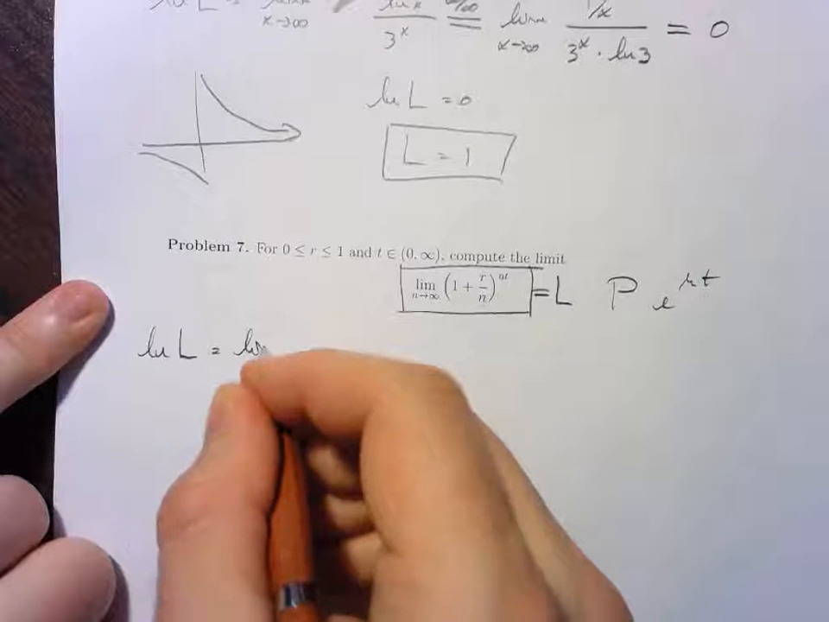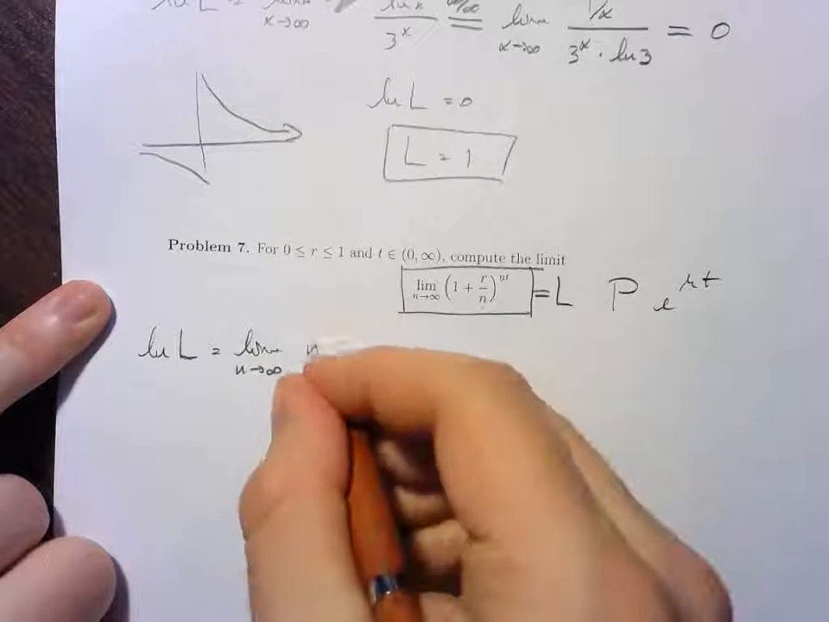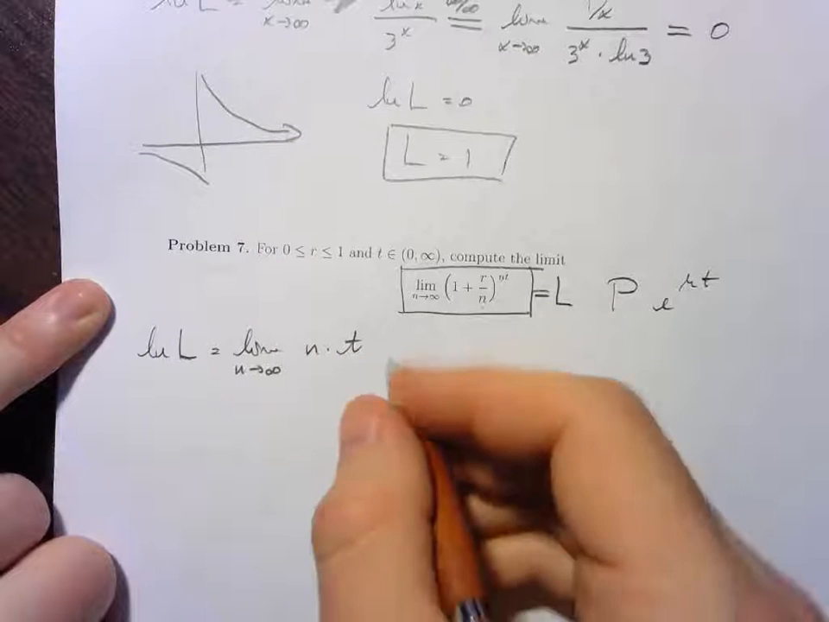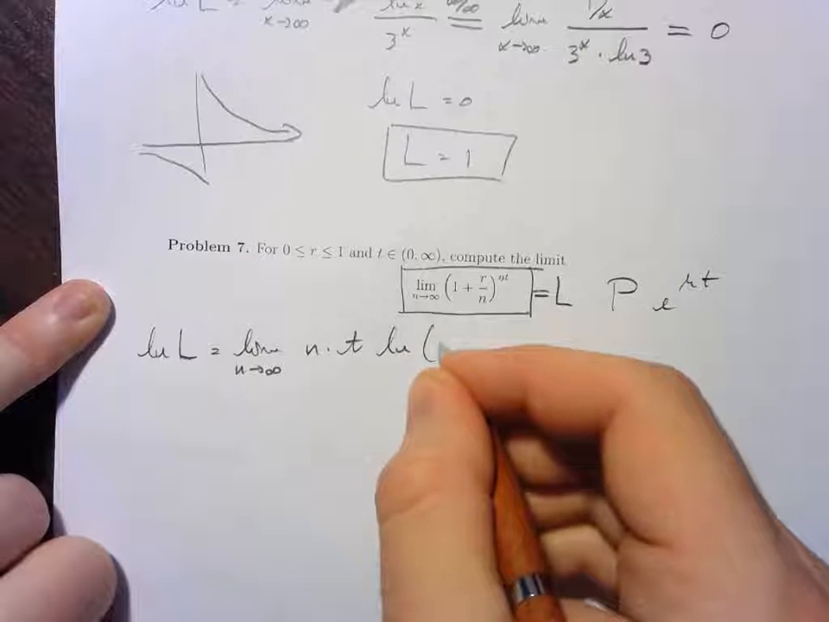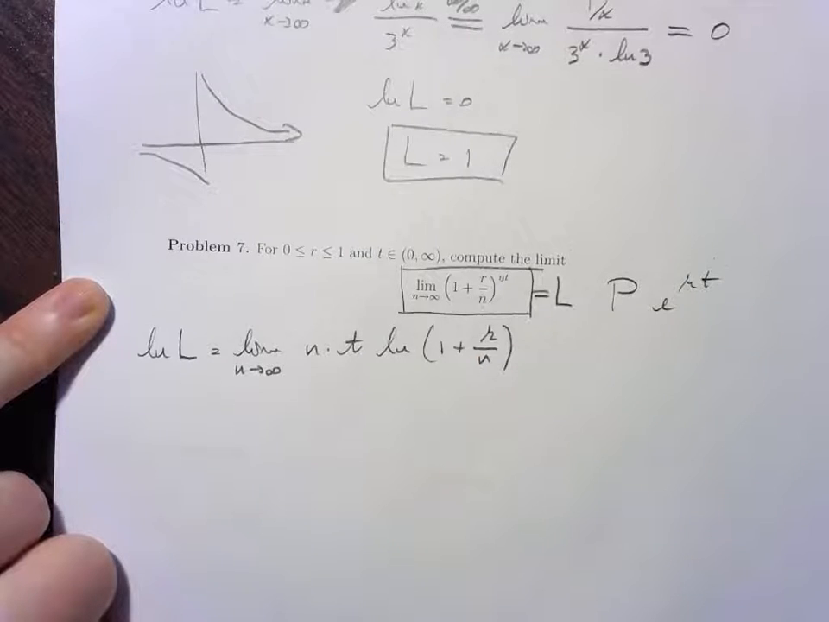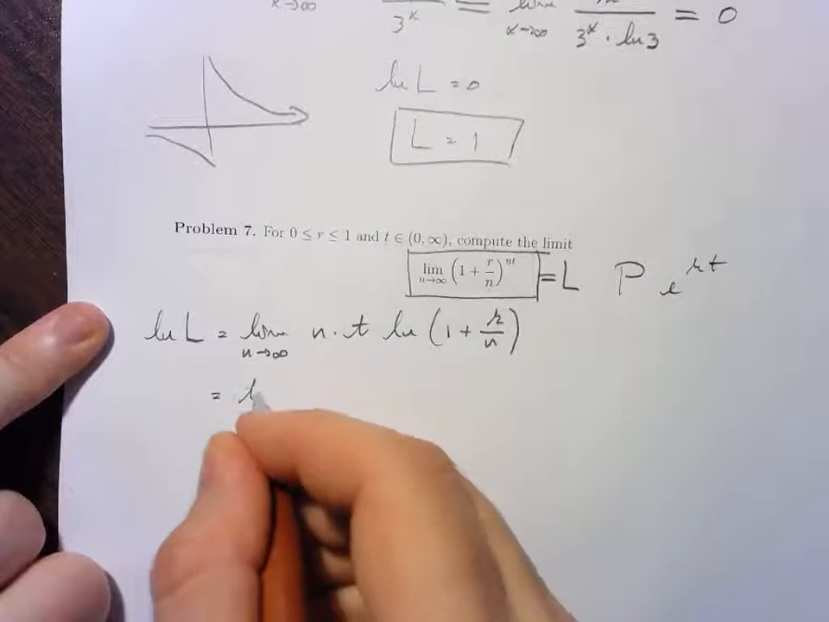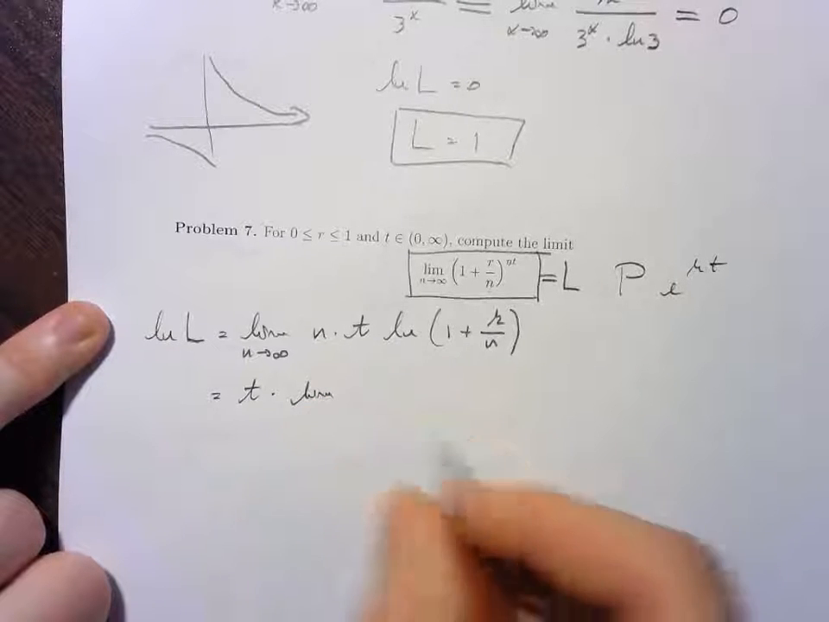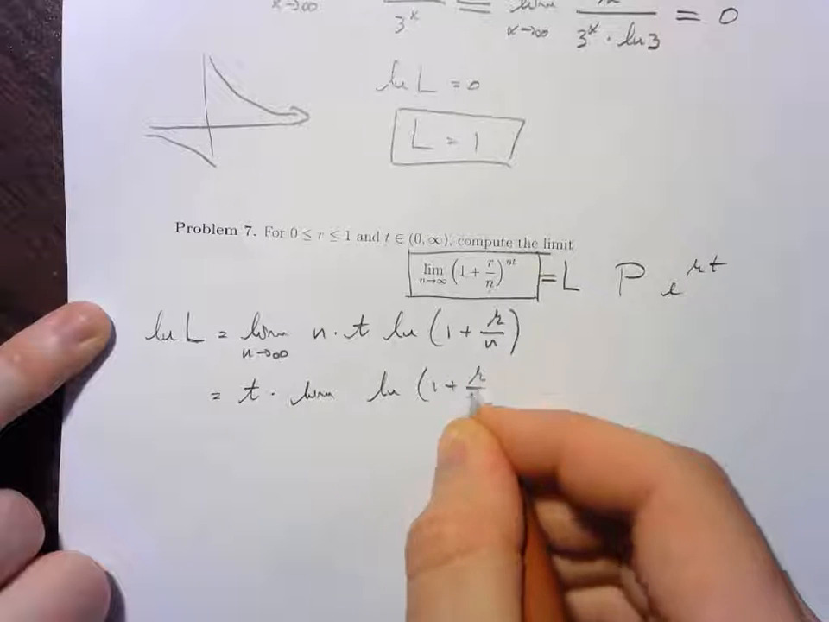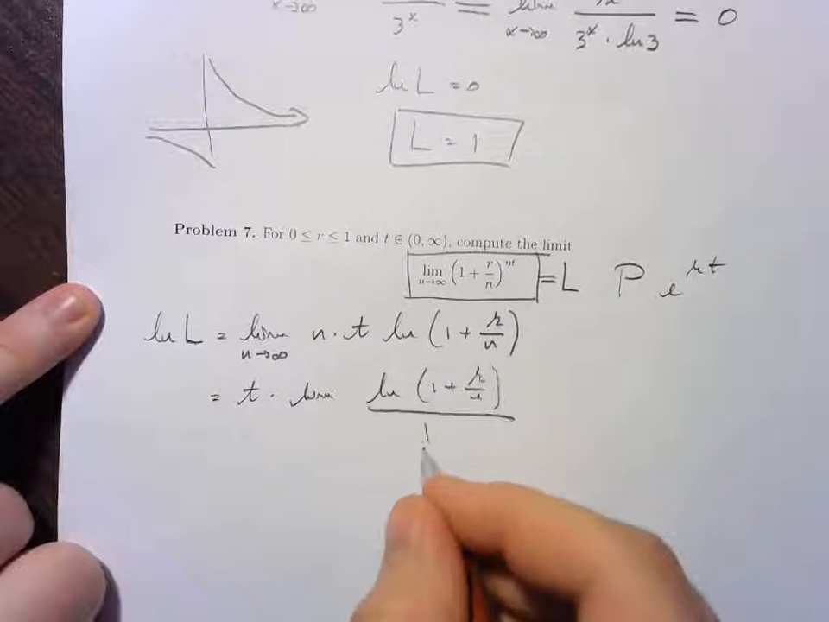Well, this is the same as the limit as n goes to infinity of n times t, so I'm bringing the exponent down, times natural log of 1 plus r over n. t is just a constant, I can bring it in front, so it's t times the limit. I'm going to write the natural log like this and divide by 1 over n.